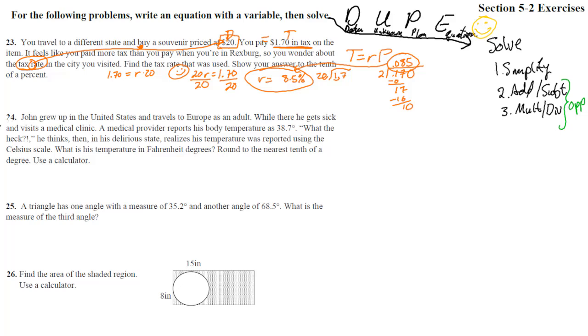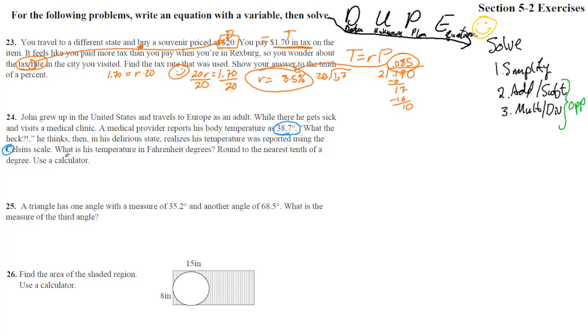Okay. Number 24, John grew up in the United States and travels to Europe as an adult. While there, he gets sick and visits a medical clinic. The medical provider reports his body temperature as, there's our number right there, 38.7 degrees. He's like, oh my goodness, I'm freezing to death. He then, in his delirious state, realizes his temperature was reported using the Celsius scale.